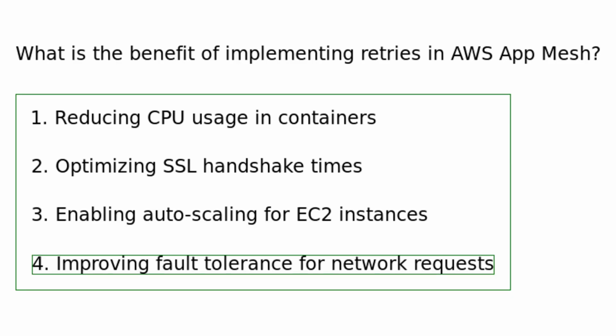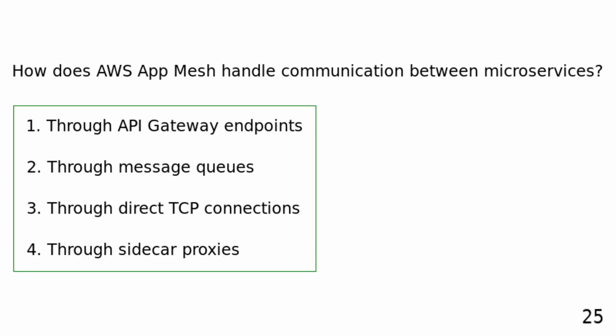Implementing retries in AWS App Mesh improves fault tolerance for network requests by automatically retrying failed requests up to a specified limit to increase reliability in communication between microservices. How does AWS App Mesh handle communication between microservices?